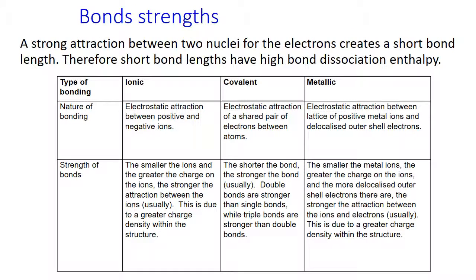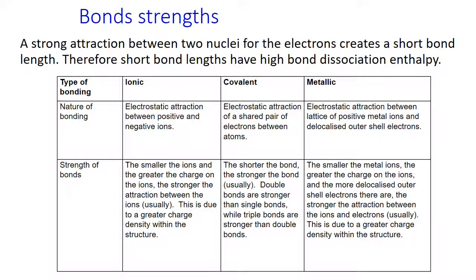So looking at bond strengths, a strong attraction between two nuclei for electrons creates a short bond length. Therefore, short bond lengths have high bond dissociation enthalpy. So ionic bonding, in summary, is electrostatic attraction between positive and negative charges, whereas covalent is electrostatic attraction between a shared pair of electrons between atoms, and metallic is the electrostatic attraction between a lattice of positive ions and delocalized outer shell electrons, which you would have learned last year.